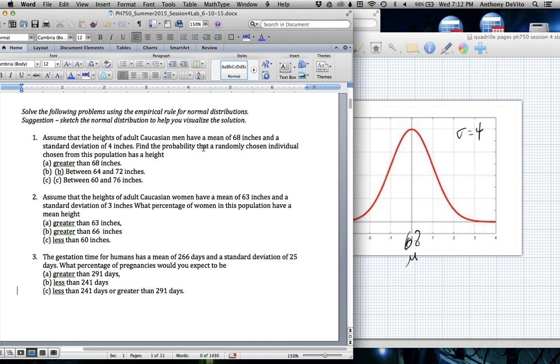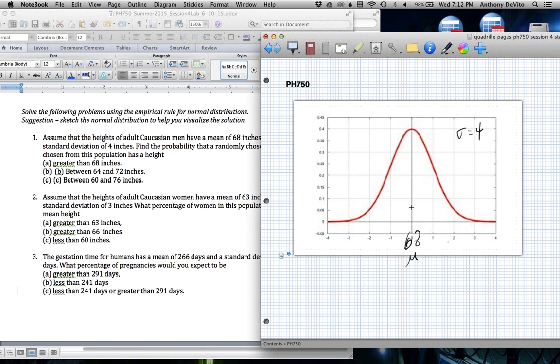Find the probability to randomly choose an individual from this population at a height greater than 68 inches. What's the probability their height's greater than 68 inches? 50%, right? 68 is the mean. So what's the z-score of 68? 0, right? 68 minus 68 is 0. So the answer to our first part is 50.